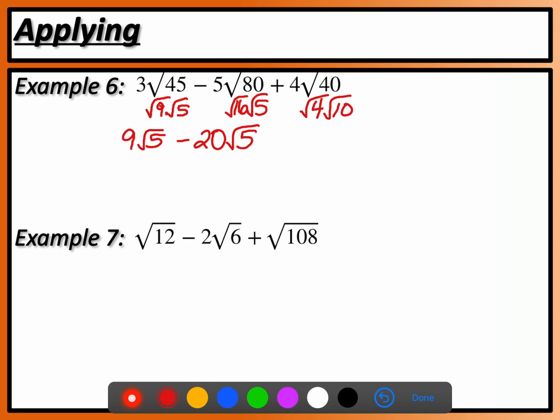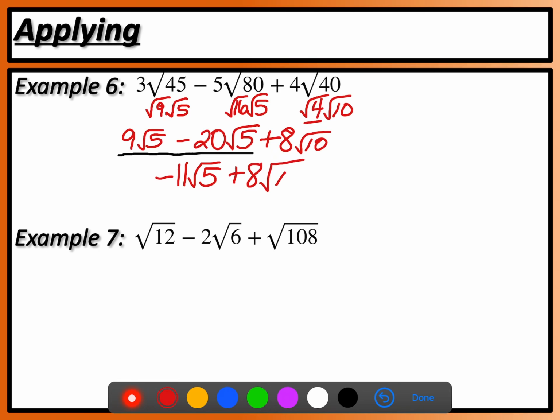Okay, and then this is 4 and 10. So this guy comes out as a 2, multiplies to make 8. All right, so not everything will combine, but I at least have 2 terms that are alike. So 9 minus 20 is negative 11 root 5 plus 8 root 10. Okay, and that is my final answer. That is the most that can be done.